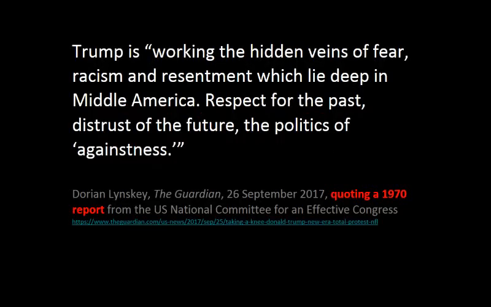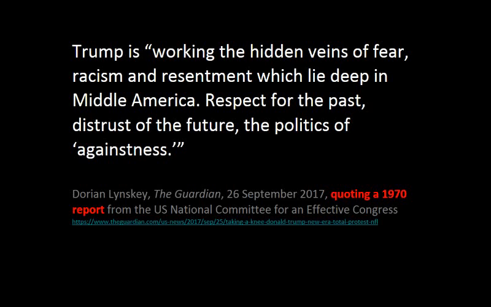So Trump is working the hidden veins of fear, racism and resentment, which lie deep in Middle America. I will try and say the United States of America, because I remember some Latin American students years ago pulling me up and saying, really don't like it when you refer to the United States of America as America, because America is actually really big and includes Latin America as well. So, Middle United States of America. Respect for the past, distrust of the future, and politics of againstness.